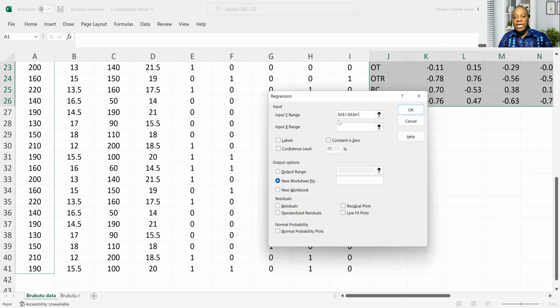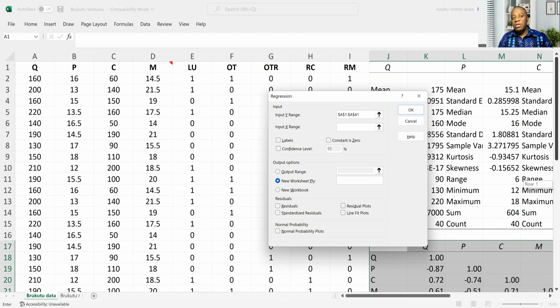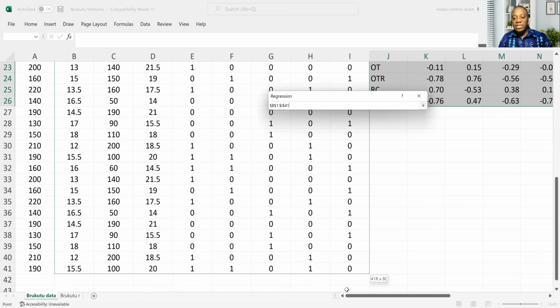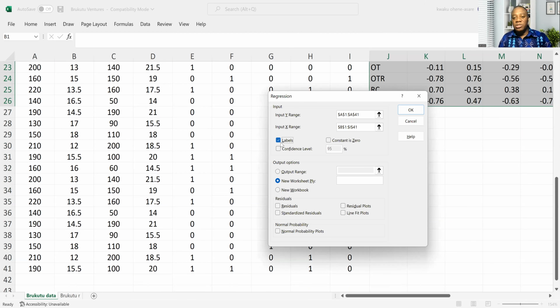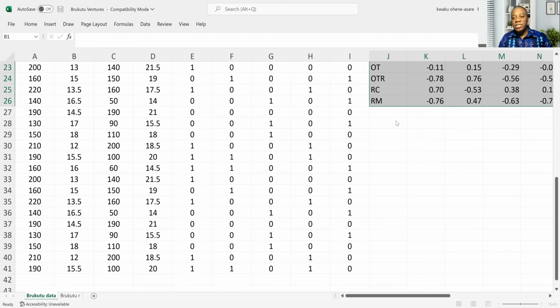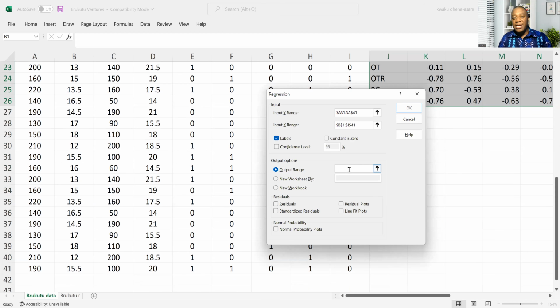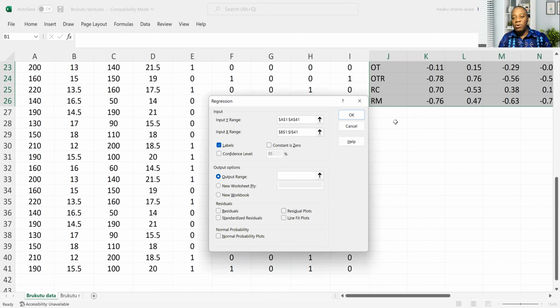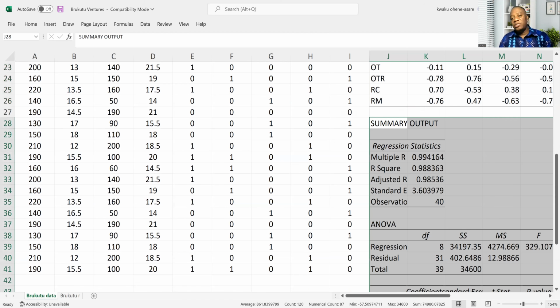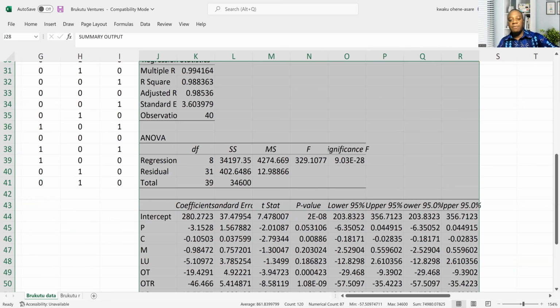And then you go to the input X range. What is the input X range? Those are all the independent variables. And it starts from P all the way to M. So click P, drag it all the way to M, and drag both down to the end of the data set. Once you're done, you click labels in first row, choose the output range, and then you click the space where you want the results to be. I want to just select cell J28. And once you click OK, a beautiful regression result is displayed here.